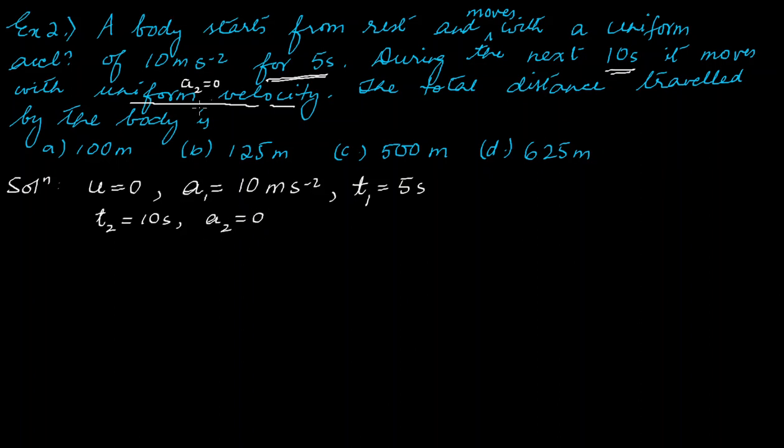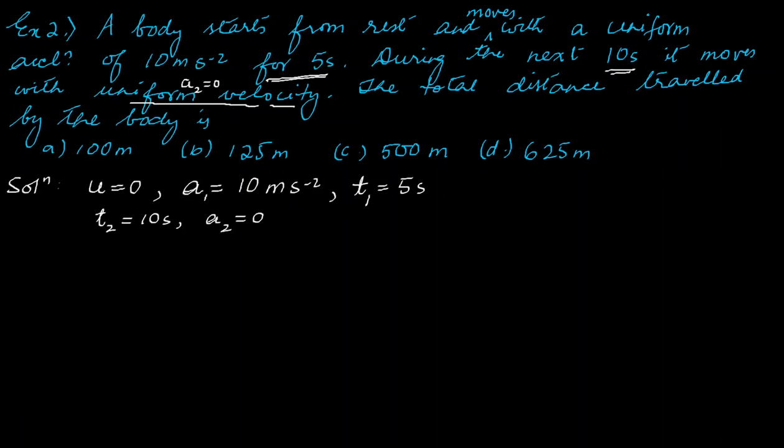How do I know that a2 is 0? Because in the second part, it is moving with uniform velocity. Uniform velocity means the velocity is constant and it is not changing. And if the velocity does not change, its acceleration will be 0.